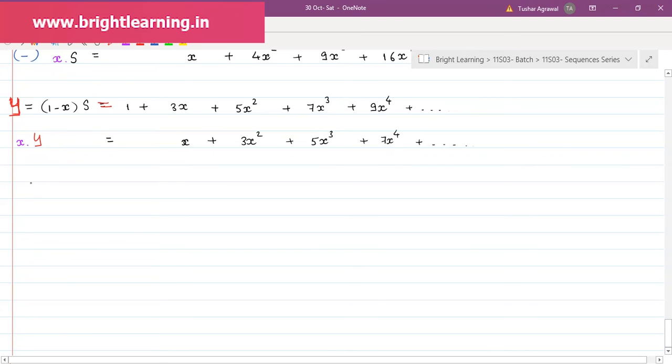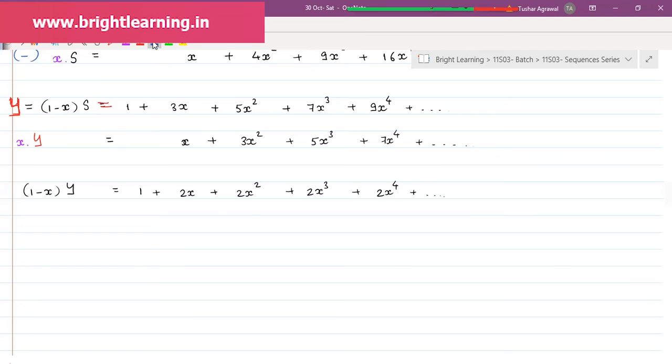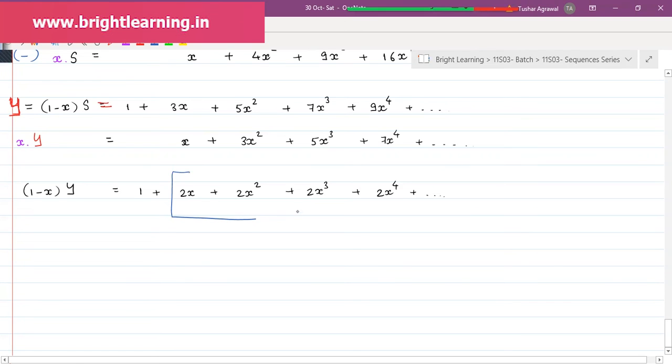Now do the subtraction. So it will be (1 minus x) times y, which is 1 plus 2x plus 2x square plus 2x cube plus 2x to the power 4, and so on. Now observe here that this is a geometric progression. 2x is the first term, multiplied by x, multiplied by x, and so on.